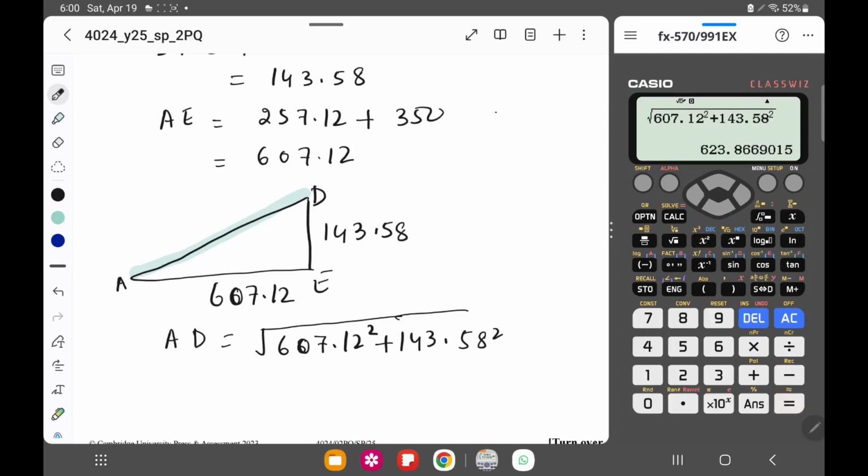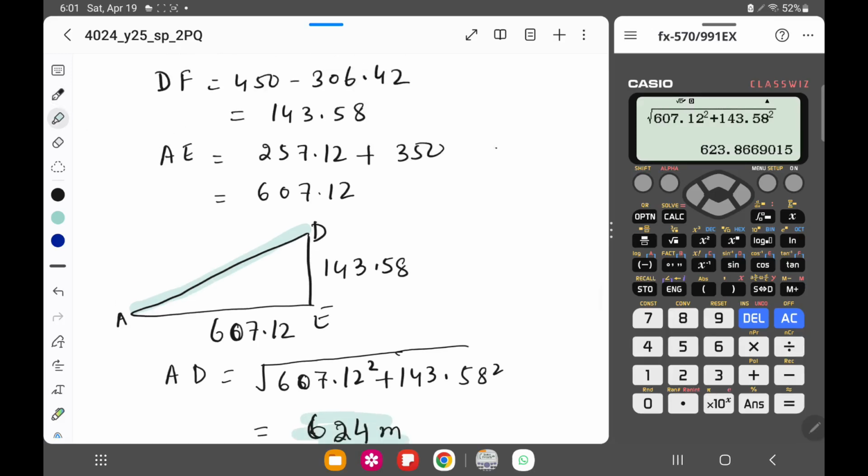This equals 623.866, approximately 624, and that is the answer in meters.